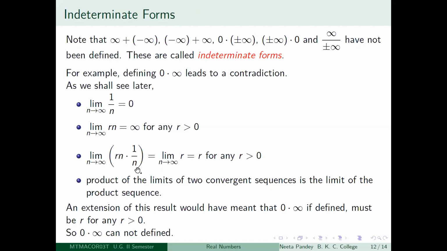Now what you do is take a term by term multiplication of these two sequences. So Rn into 1 by n. You'll get a new sequence. And what are the terms of that sequence? They are all going to be equal to R, because n will cancel out here. So you get a constant sequence R.